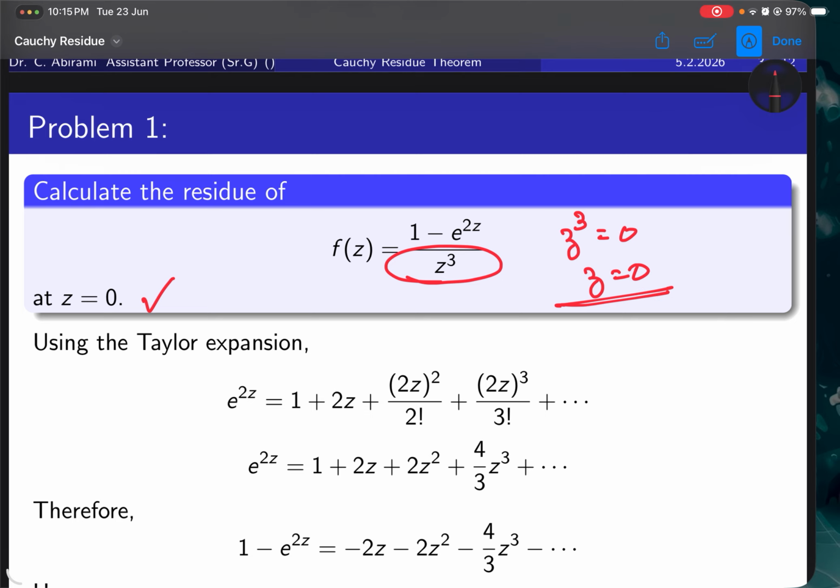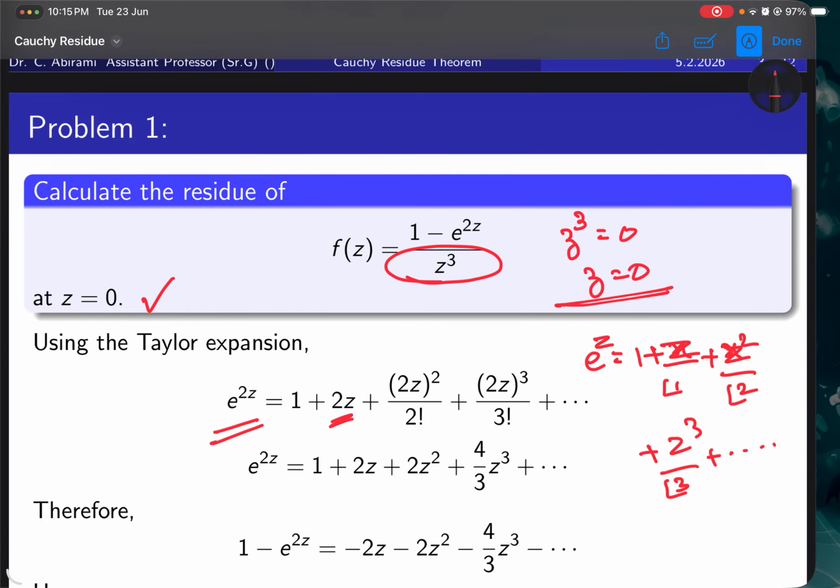So you can expand. Do you know the expansion of e^z? e^z is 1 plus z divided by 1 factorial, z squared divided by 2 factorial, z cubed divided by 3 factorial, and so on. Using this, I am going to evaluate e^(2z). In the place of z, you can replace 2z. So (2z) squared by 2 factorial, (2z) cubed by 3 factorial, and so on.